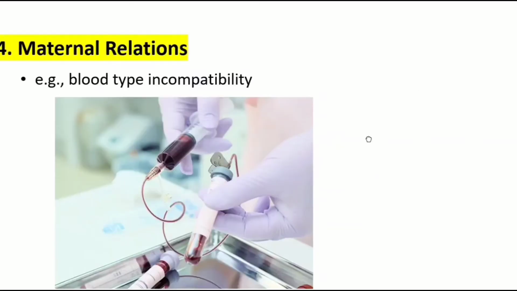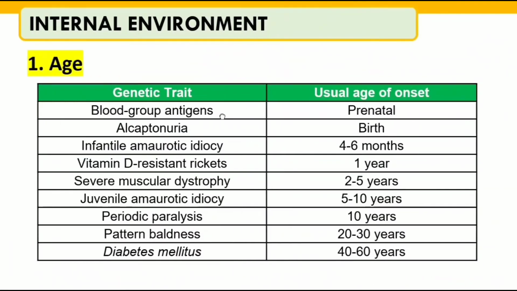So, we are done with the external environment. Now, let's proceed to the internal environment. Okay, so yung internal environmental effects naman are those which lead to phenotypic changes that appear correlated primarily to changes within the organism. So, number one, we have here age. Okay, so as an individual grows older, there are certain phenotypic changes that occur which allows further genotypic effects to be expressed. So, say for example, age of onset of these different genetic traits in humans.